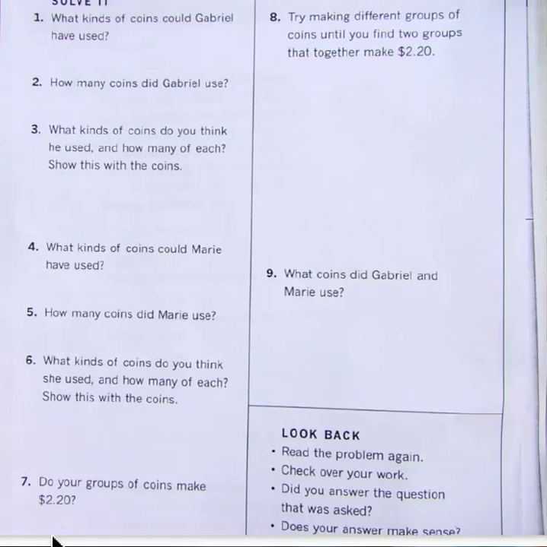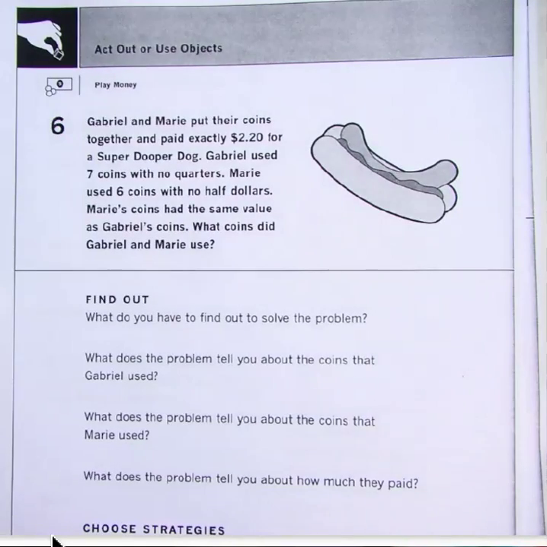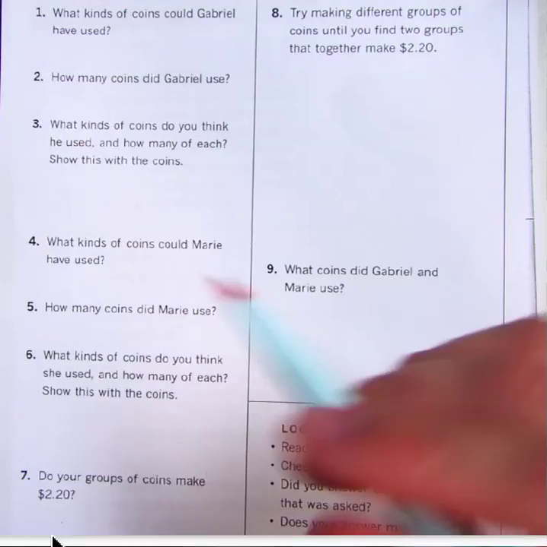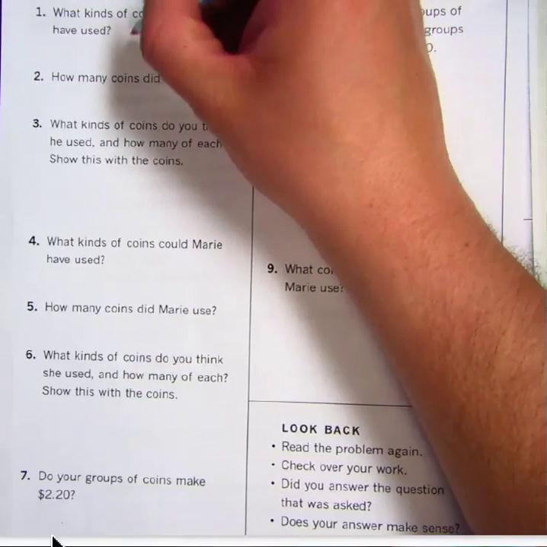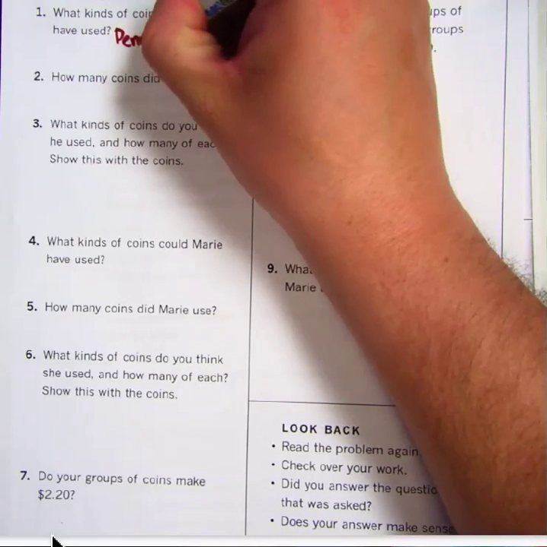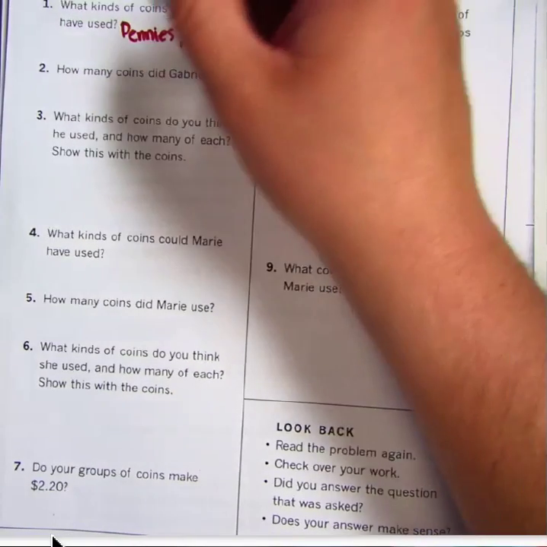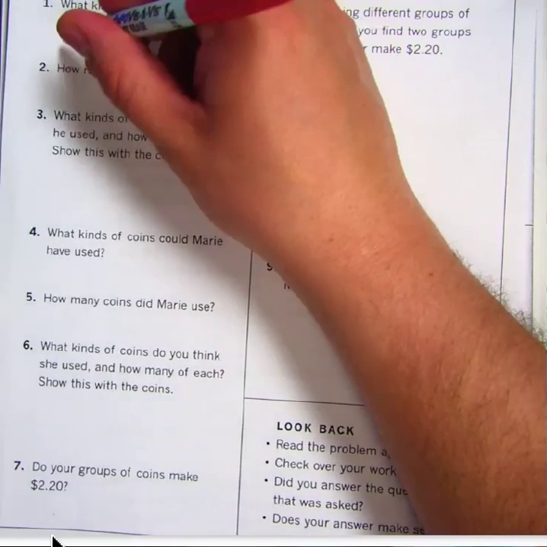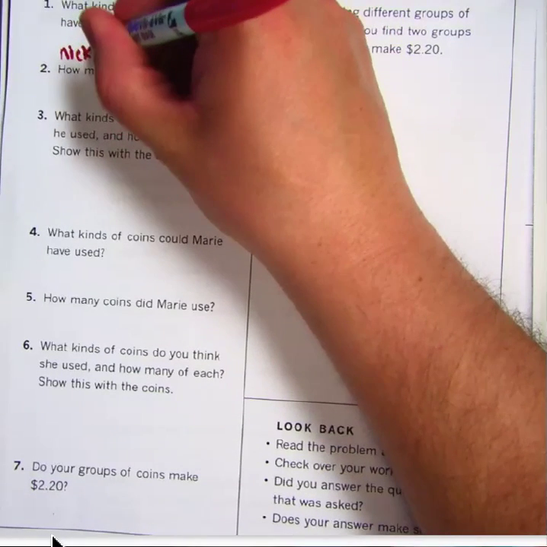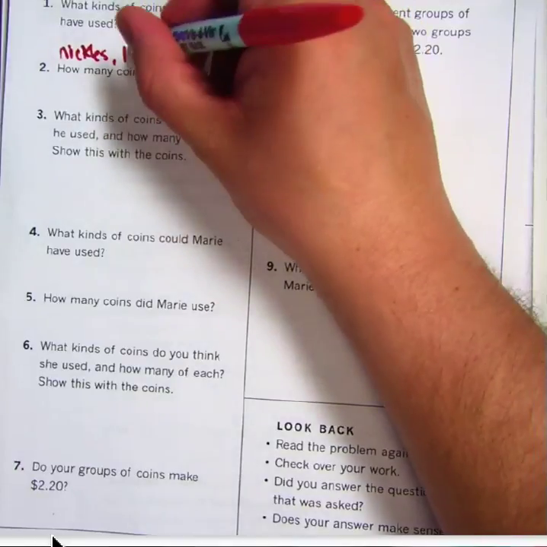Remember, what kinds of coins could Gabriel have used? Well, if you remember at the beginning of the problem, it says that Gabriel used 7 coins with no quarters. So in number 1 on the back of your sheet, remember you can't have quarters here. So he could have used pennies, could have used dimes, could have used nickels. He also could have used half dollars.